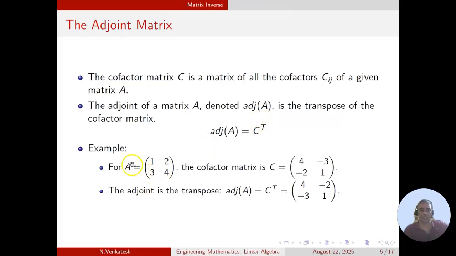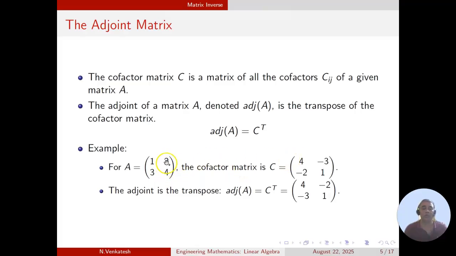Let us consider a 2 by 2 matrix with elements 1, 2, 3, 4. If you recall, suppose you want to find the cofactor of 1: remove the first row and the first column, and for whatever sub-matrix remains, calculate the determinant. Here there is only one element, so the determinant is 4, and then we multiply with a sign factor, minus 1 power 1 plus 1, that is plus 1, so you get 4. 4 is the cofactor for 1.